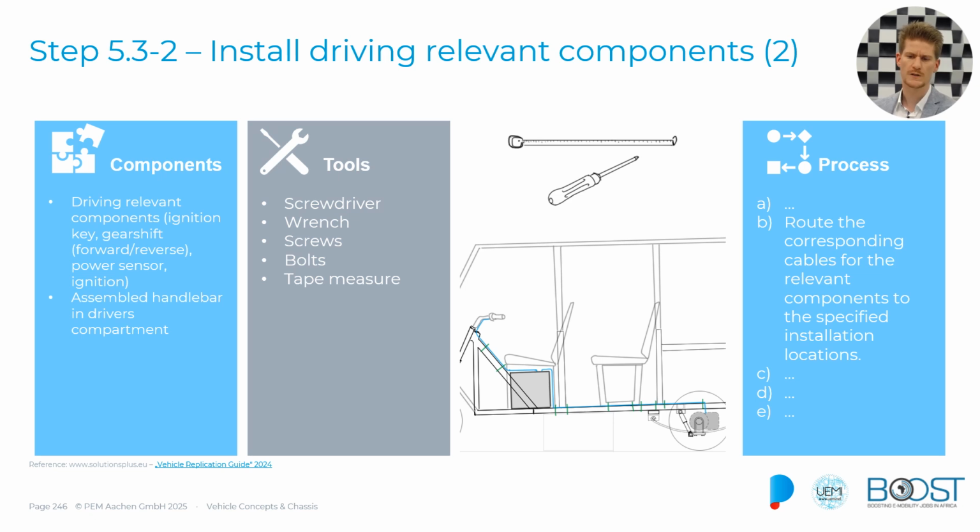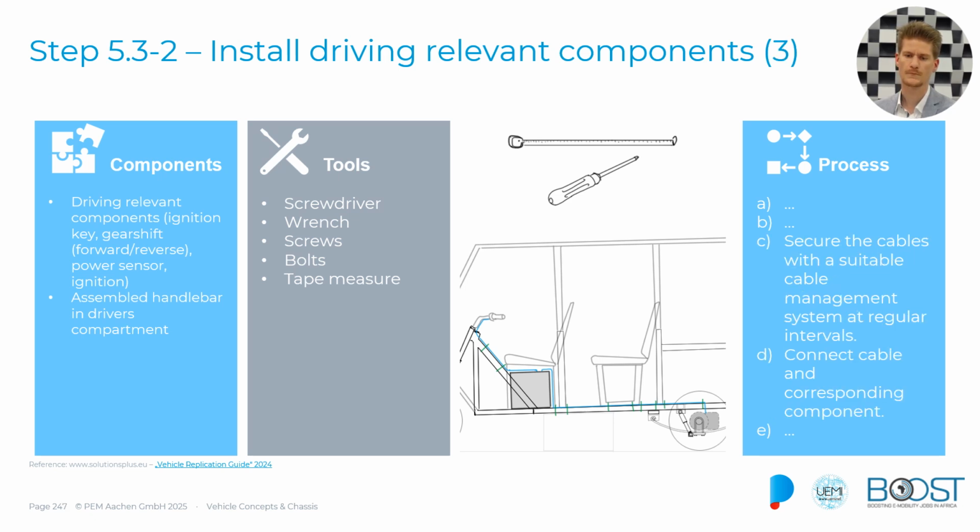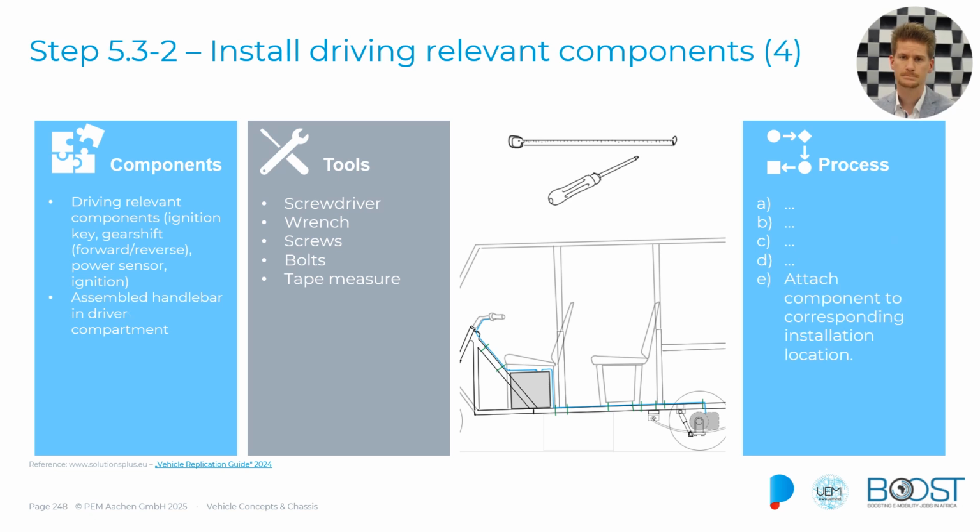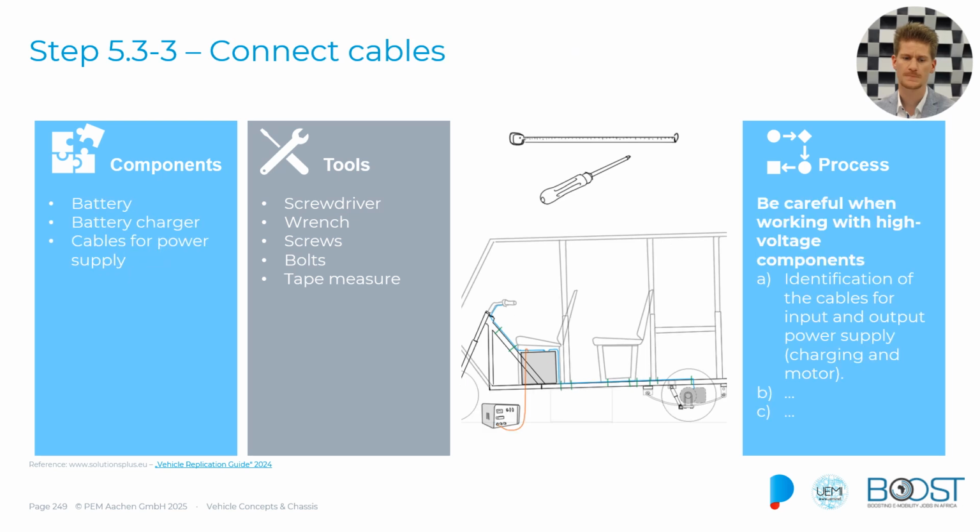The next step then would be to route the corresponding cables for the relevant components to the locations where you have installed your components. Make sure that you secure the cables with a suitable cable management system and connect all the cables with the corresponding components, so wire them up. Therefore, you attach the component to the corresponding installation location. And the next thing that we'll do is we will connect the cables.